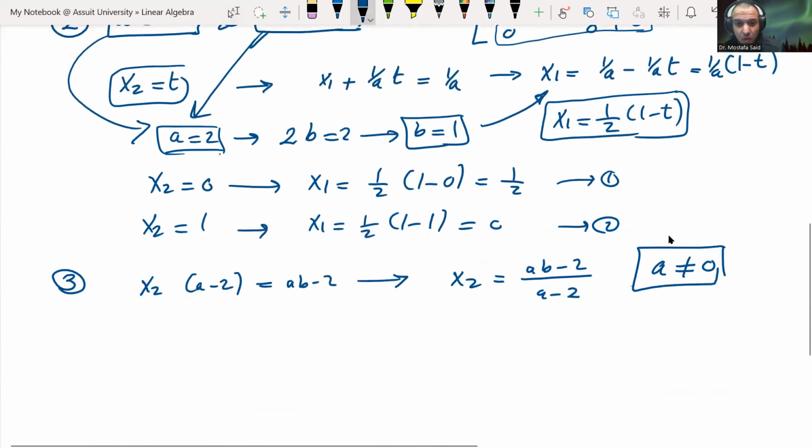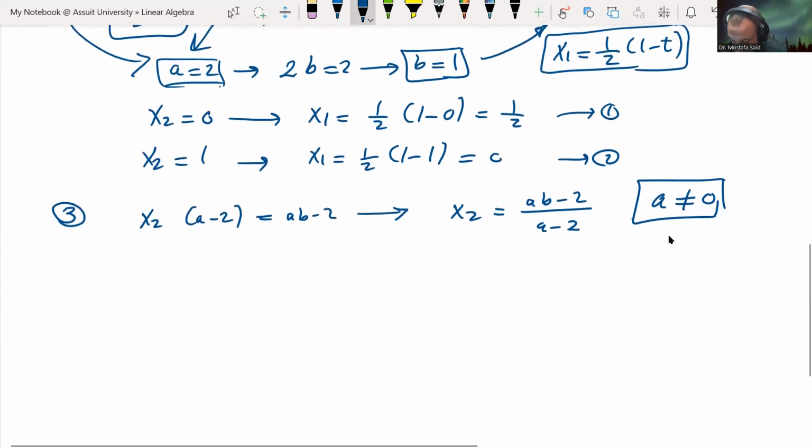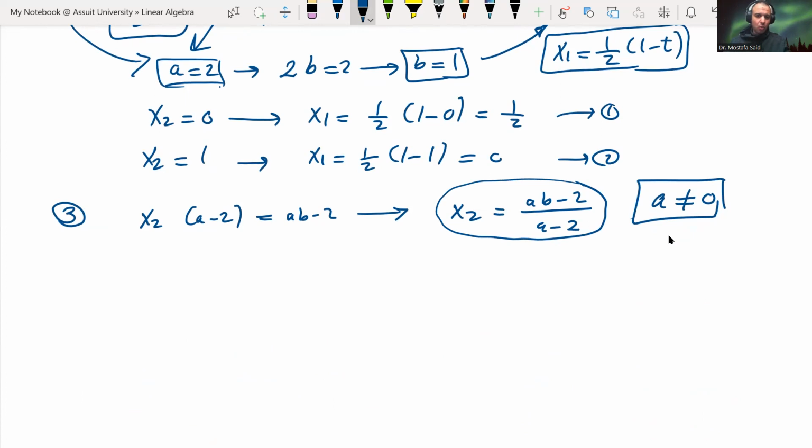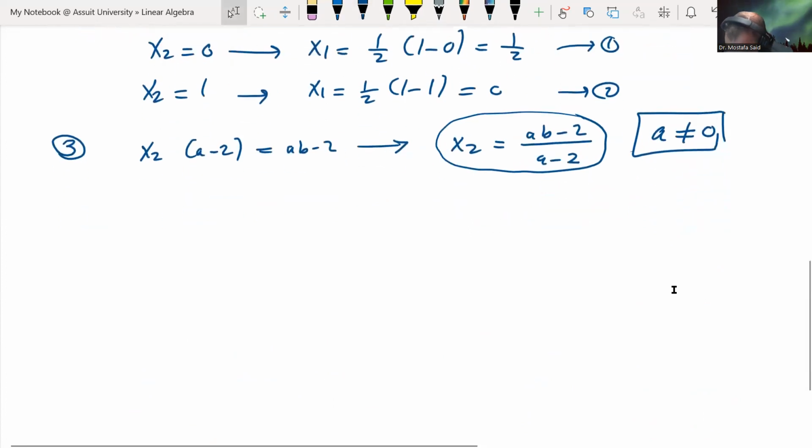Now we assume the opposite case. So a doesn't equal 0, so this should have a value like 2, 1, 0 even, that's fine. It will be 0 if ab equals 2.